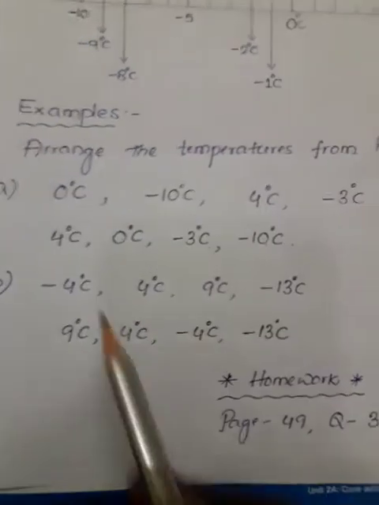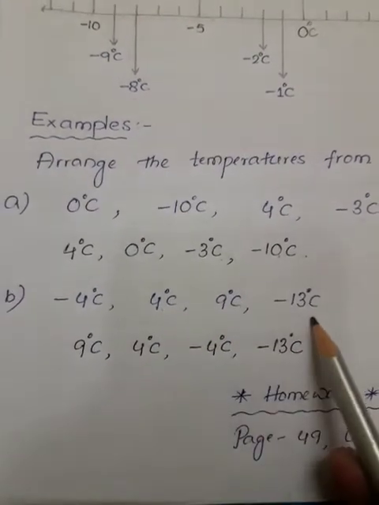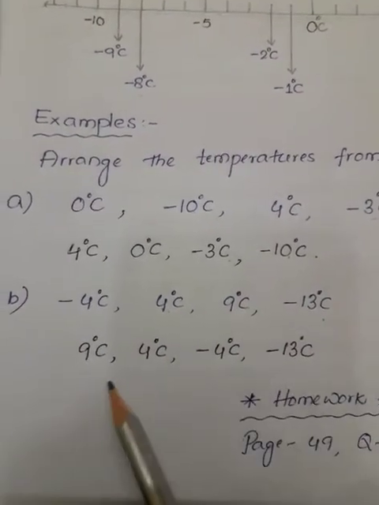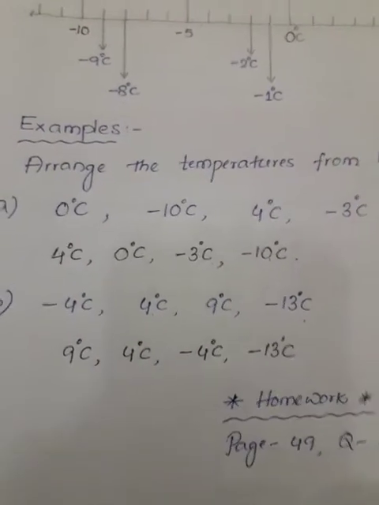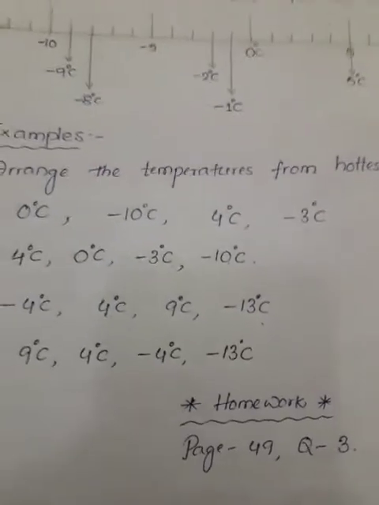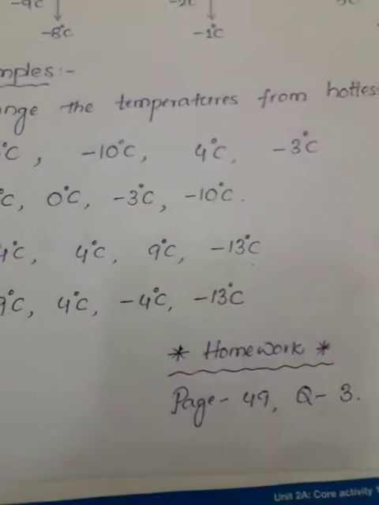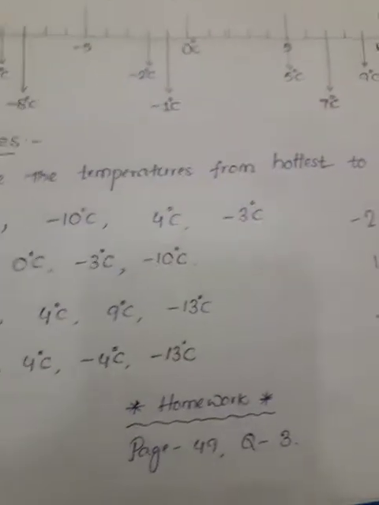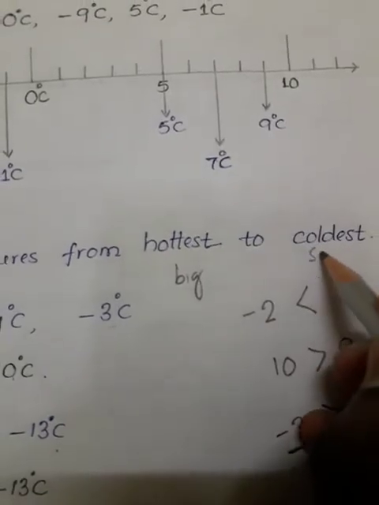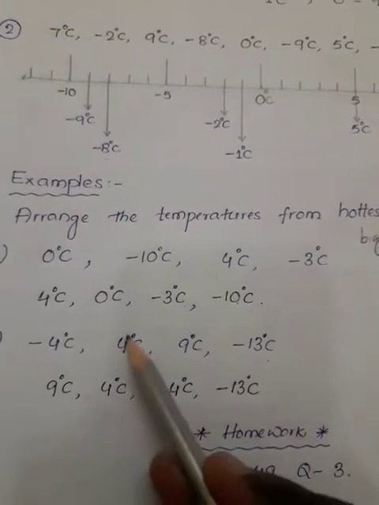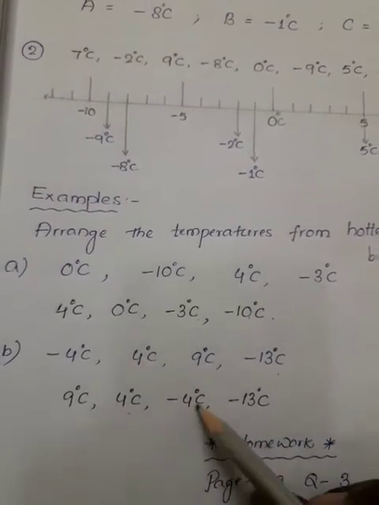Okay, similarly here -4, 4, 9 and -13. Which is the hottest? 9 is the hottest. Then 4. Then -4 and -13. Which is the bigger one? Again I said that in negative values, a small number is the big and a big number is the small. So hottest to coldest means you can think big to small. So 9 is the biggest, then 4, then -4 is bigger than -13.